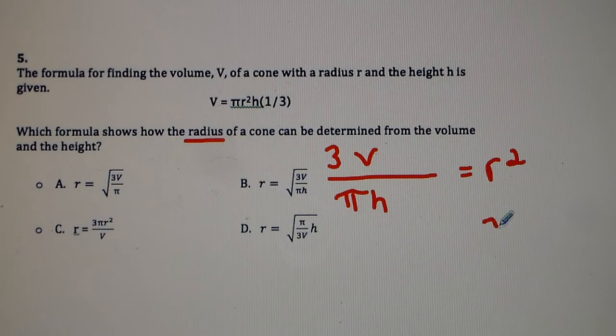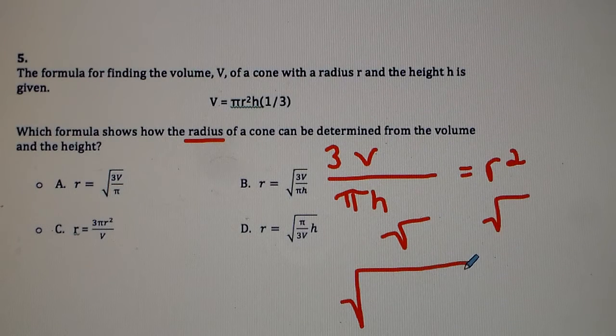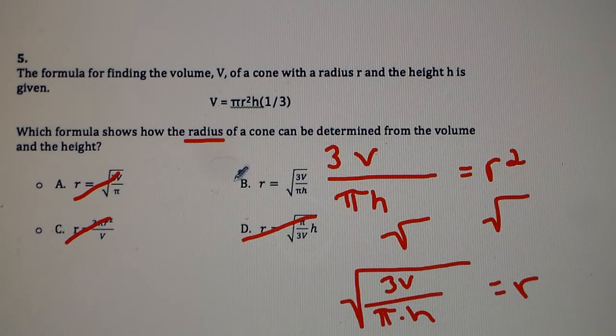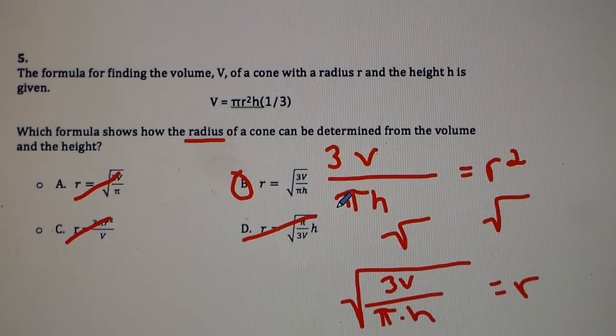Radius squared, that means we got to take the square root to both sides. So we're going to have the square root of 3v in the numerator divided by pi times height in the denominator of the fraction. And that's equal to r, the radius. So it won't be A. It's not C because they don't have a square root. H is being multiplied by that, so that's not working out. So it has to be B. Square root of 3v divided by pi h.